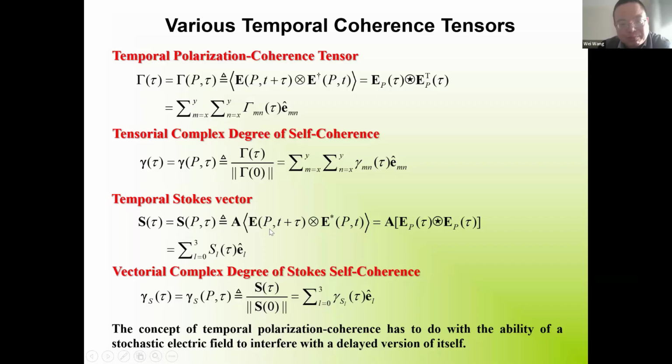We just put P1 equal to P2, and we are able to write it in this way. We also have the vectorial complex degree of Stokes self-coherence defined in this way. Through these definitions, we can quickly recognize that the concept of temporal polarization coherence has to do with the ability of the stochastic electric field to interfere with a delayed version of itself, because it is at the same spatial point P. So this is the physical meaning of the temporal polarization coherence tensors.